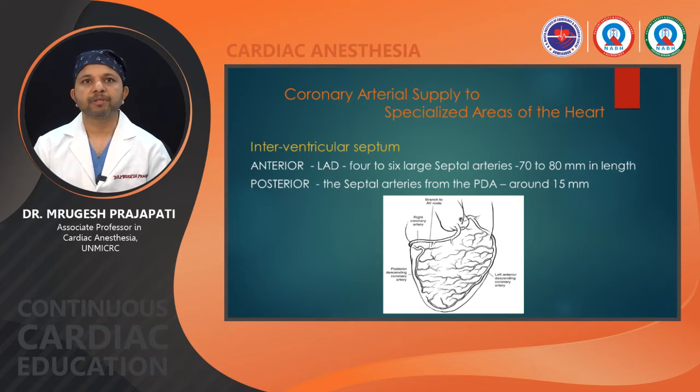Interventricular septum. The anterior part of the interventricular septum is mainly supplied by the 4 to 6 large septal branches arising from the LAD, whose length is around 70 to 80 millimeters. The posterior part of the interventricular septum is supplied by the septal arteries from the PDA, which are around 15 millimeters in size, and so the majority of the interventricular septum is supplied by the LAD.